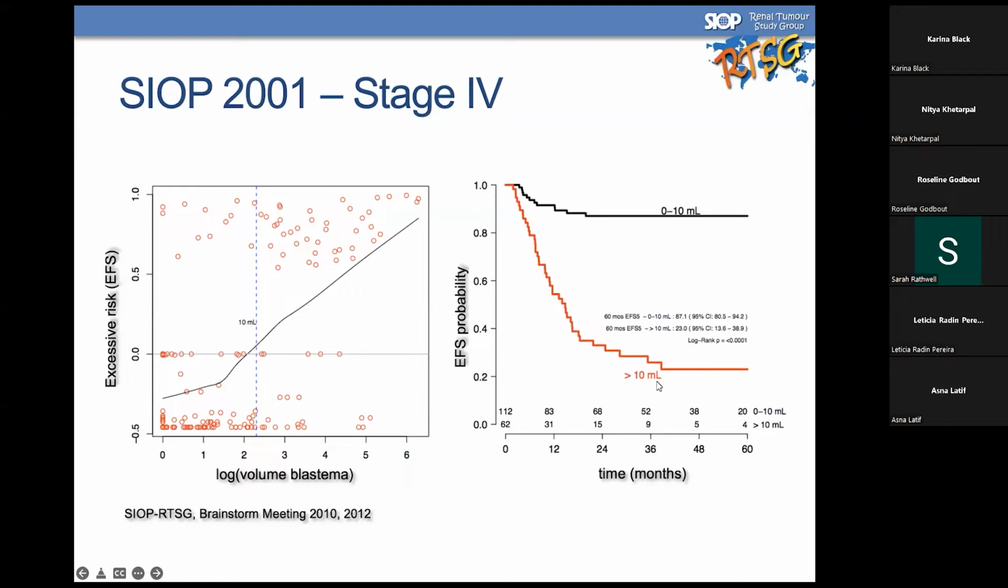But there are still patients who will not survive if they have less than 10 milliliters. And there are patients that will survive despite the fact they have more than 10 milliliters. Even if there's a big gap between these two groups, it does not solve the problem of finding a solution for each of the children.